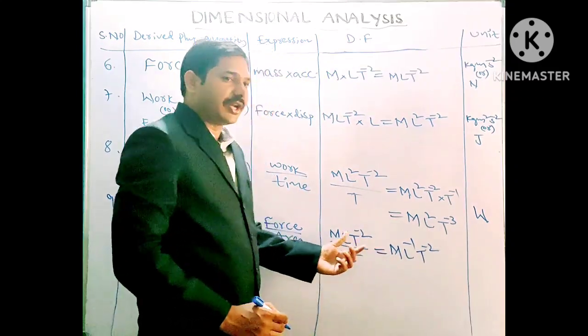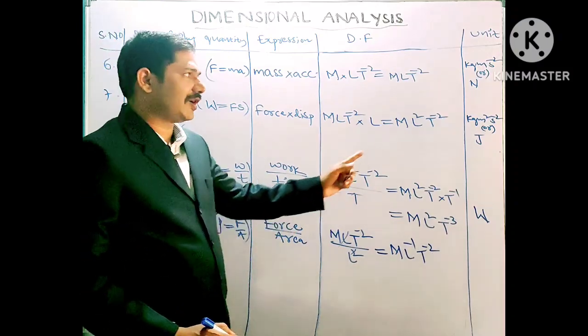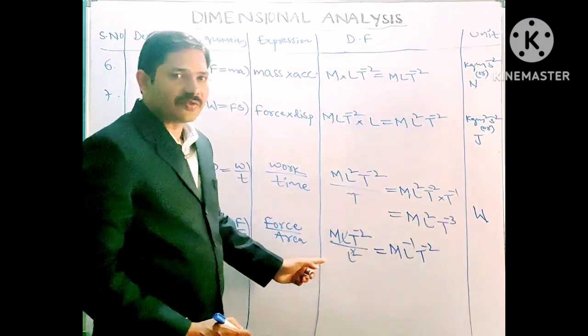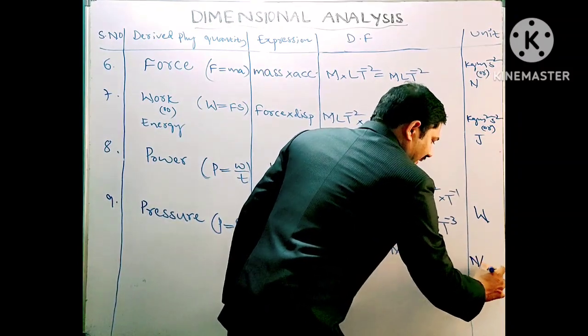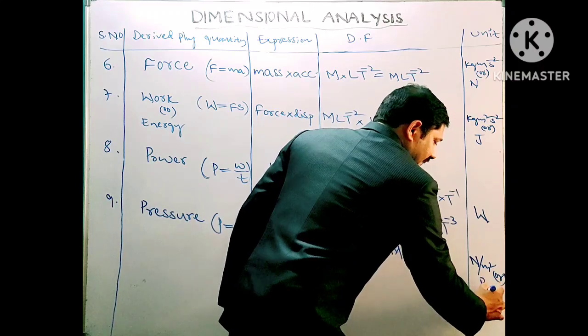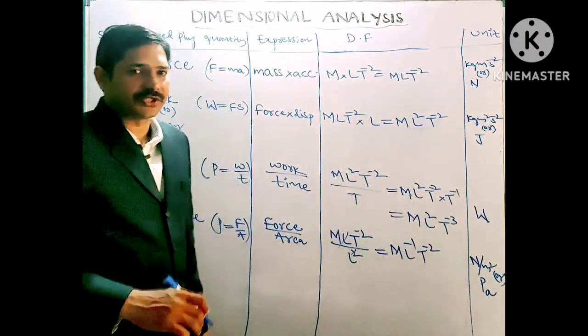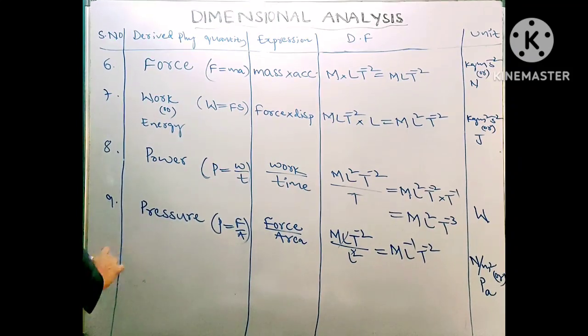Okay. Pressure unit according to the definition. Force by area. Force unit is what? Newton. Area unit is what? Meter square. Newton per meter square, or according to the scientist name, Pascal. Okay, we can write. So 10th one.